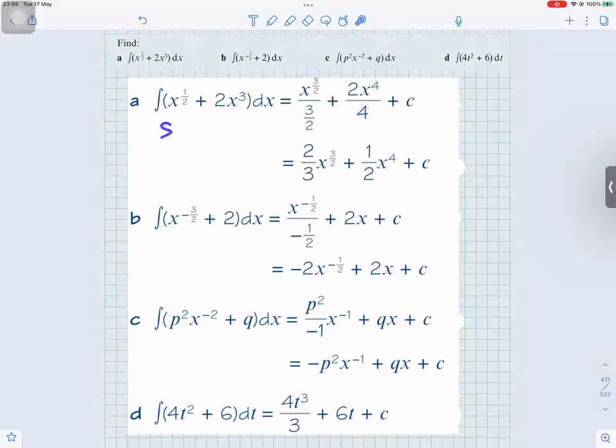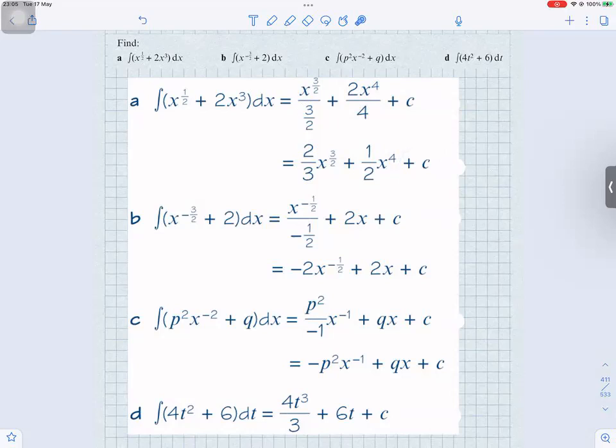And then after you simplify, 1 over 3 over 2, flip it around, is 2 over 3. 2 divided by 4 is 1 over 2. And don't forget to add the constant of integration.